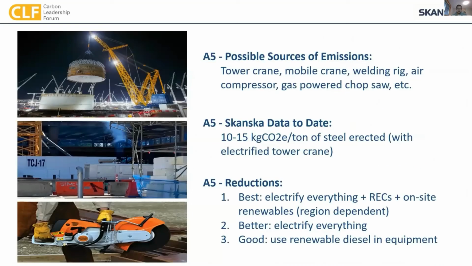So A5 has been really fascinating for us on the construction side because all of it includes things that happen on our sites. Some of the things that contribute to the A5 bucket of emissions are tower cranes, diesel mobile cranes, welding rigs, air compressors, and gas-powered chop saws. Those are just some big examples of things you'll probably see when you actually walk on a job site.